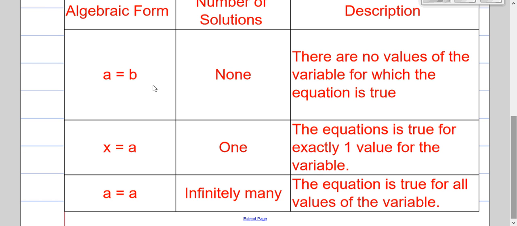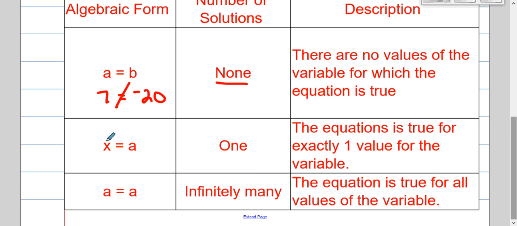So when there's no solution, the algebraic form will look like this. You'll have two different numbers, two different amounts on either side of the equal sign. For example, you may have 7 is equal to negative 20. We know that that's not true. So basically, they're telling you that there's no situation. The number of solutions is none. There's no values of the variable for which the equation is true.